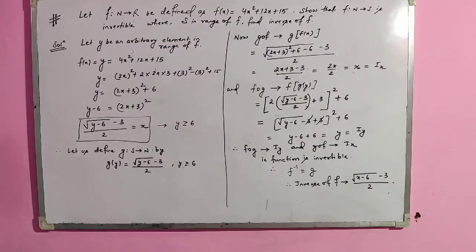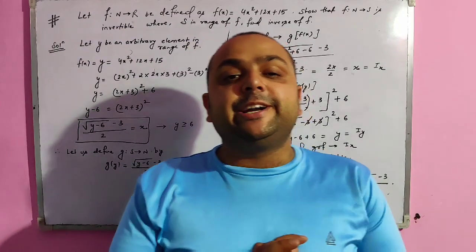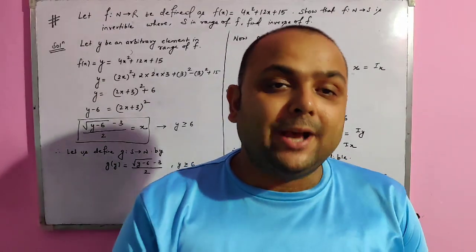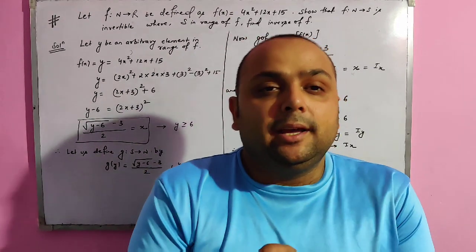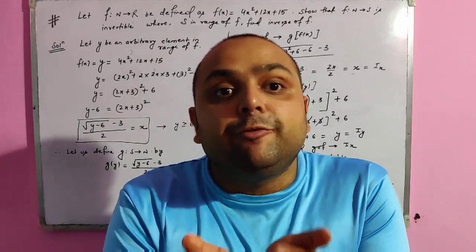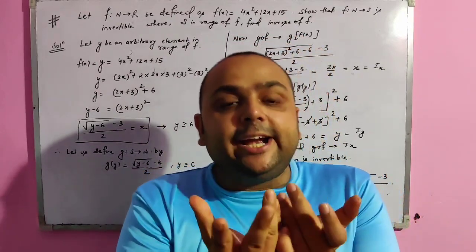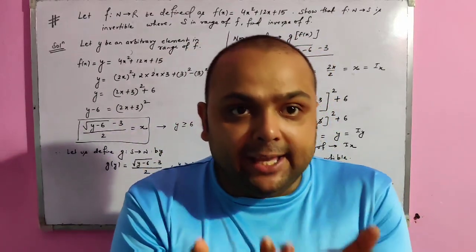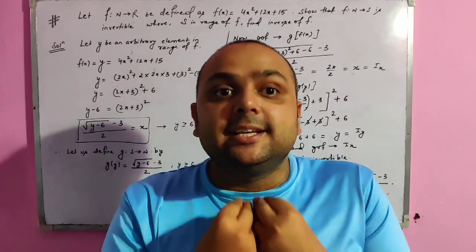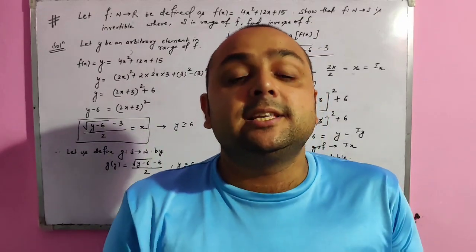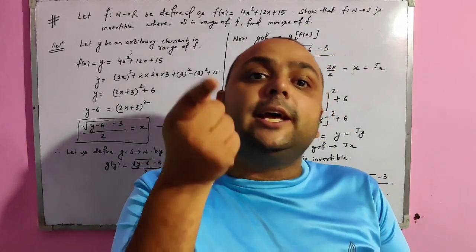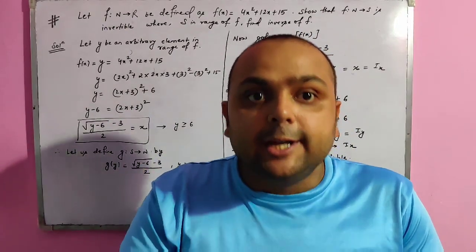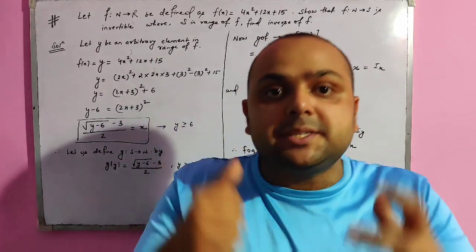Now in this problem we are going to understand about invertible function. As I told you, if we have a function f from X to Y and there exists a function g from Y to X such that fog gives identity on Y and gof gives identity on X, then in that case that particular function f is called an invertible function and g is called the inverse of f. Now in order to prove this we have some steps here.